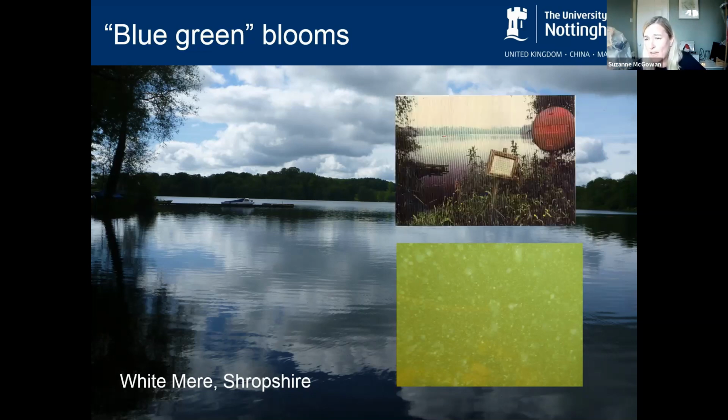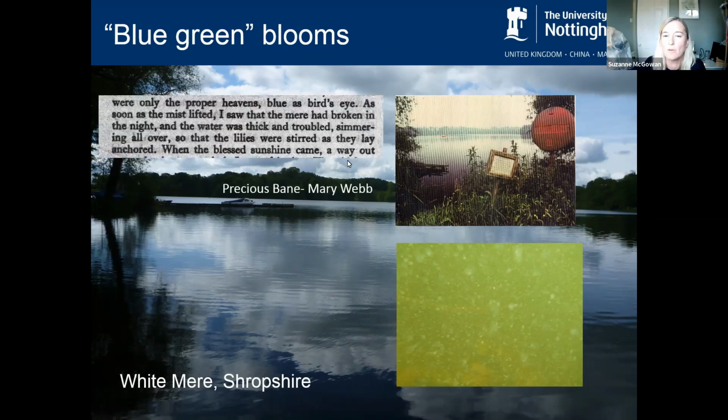This is from my PhD. I think it's one of the only photos in my PhD. This is Colemere over the road from Whitemere, where there's a blue-green algae warning sign. And this Lake District was very famous for undergoing blue-green blooms, largely because of this book by Mary Webb called Precious Bane, which was from the late 1800s, I think. And it described this breaking of the meres, which was when the meres bloomed. So we knew that there was a very strong history of blue-green blooms happening in these lakes.